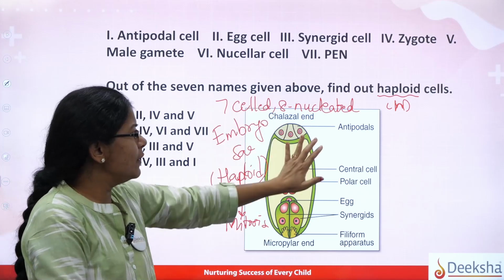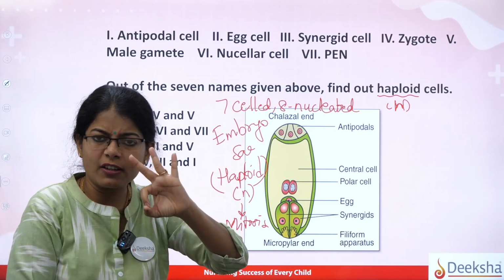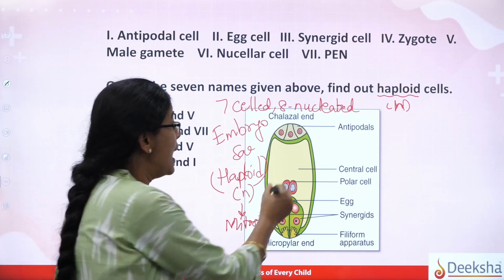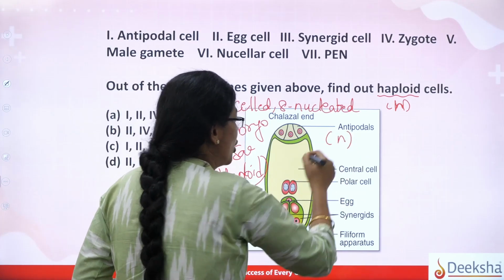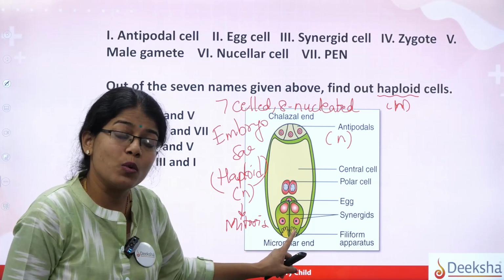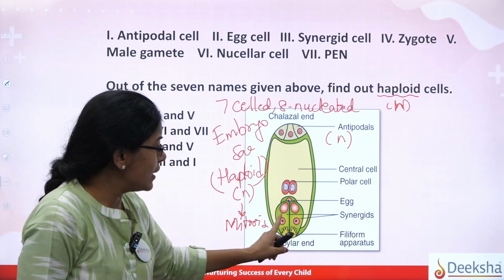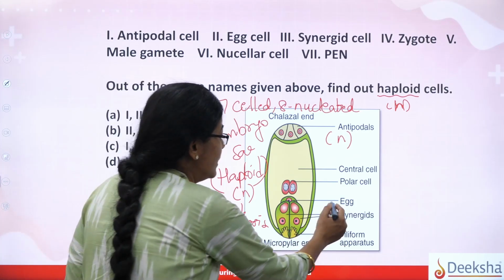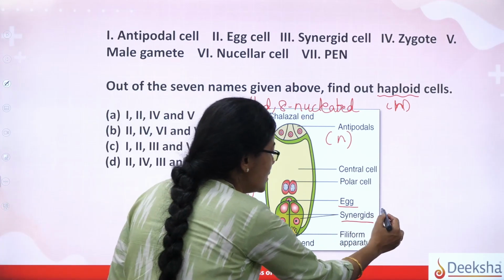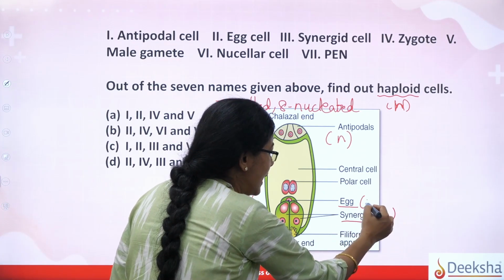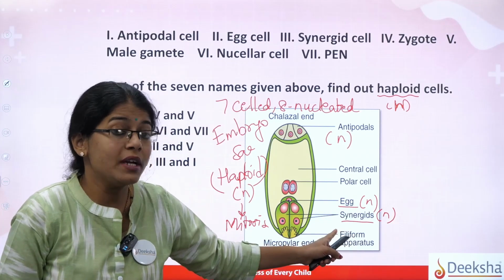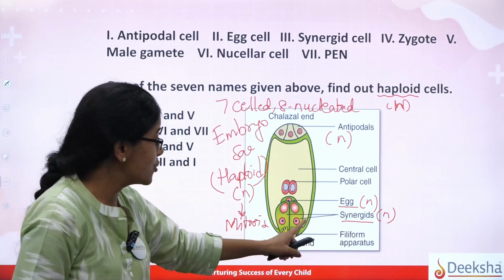The chalazal end will have 3 nucleated cells called antipodals, and they are going to be haploid, correct? Next come the cells towards the micropylar region. Towards the micropylar end you find the egg cell and the synergids, correct? Again the synergids are haploid and the egg is also haploid. The egg is nothing but a female gamete, so it will definitely be haploid in nature.